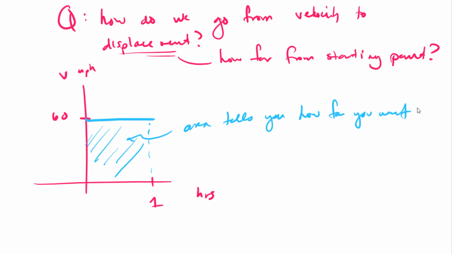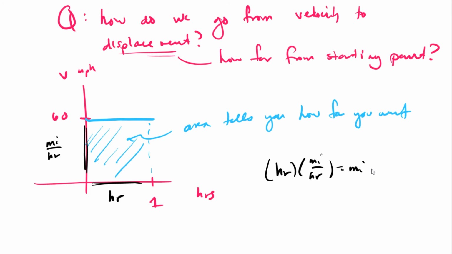Even from the standpoint of dimensions, this makes sense, because down here we've got time measured in hours. So this dimension of the rectangle is measured in hours. This dimension of the rectangle is measured in miles per hour. So if you multiply length times width, the unit when I take hours and I multiply by miles per hour is equal to miles. Okay, so if the velocity is constant, I can use area to figure out how far I've gone.